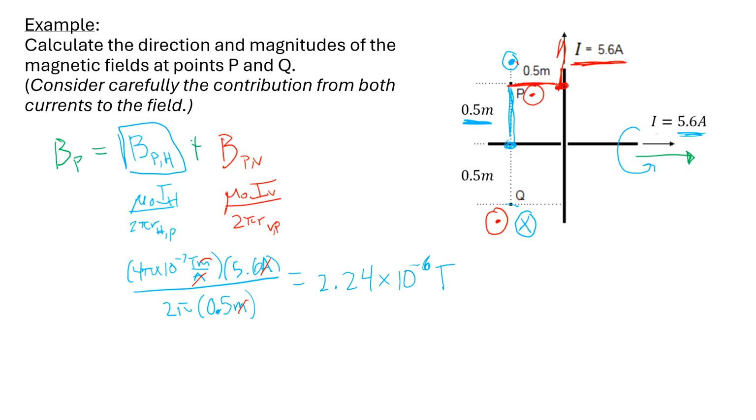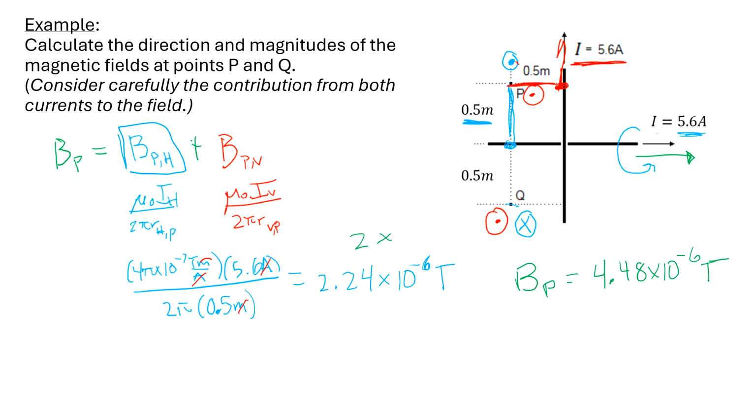The vertical one, you could do it if you want, but it's the same numbers. It's going to be the same, and so therefore the B at P is actually going to be twice that, 2 times this 2.24, and so it's going to be about 4.48 times 10 to the minus 6 Teslas. For reference, the magnetic field of the Earth is 5 times 10 to the minus 5. So even a 5.6 amp current, which is fairly large, half a meter away, doesn't really generate that strong of a magnetic field. If you get closer, though, that will be much stronger.